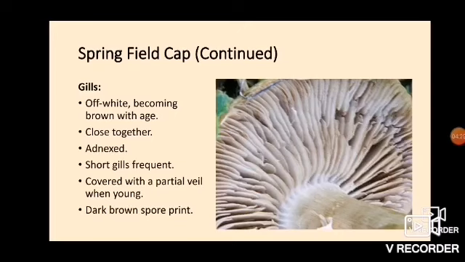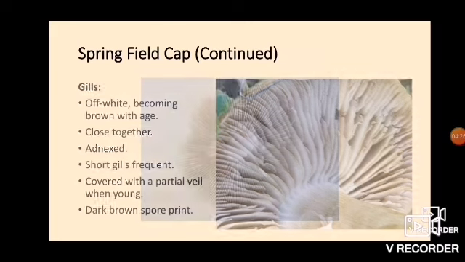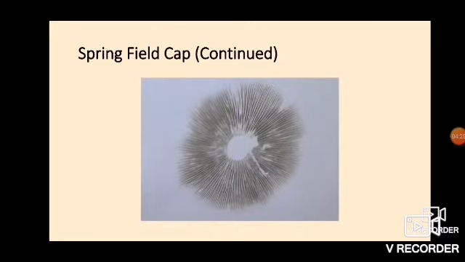And this is covered with a partial veil when it's young, and it also produces a dark brown spore print. We can see that spore print here, so you have something for future reference if you're using spore prints to help you ID.